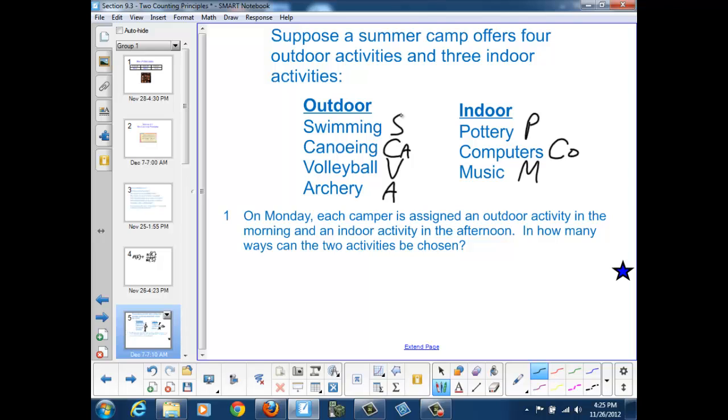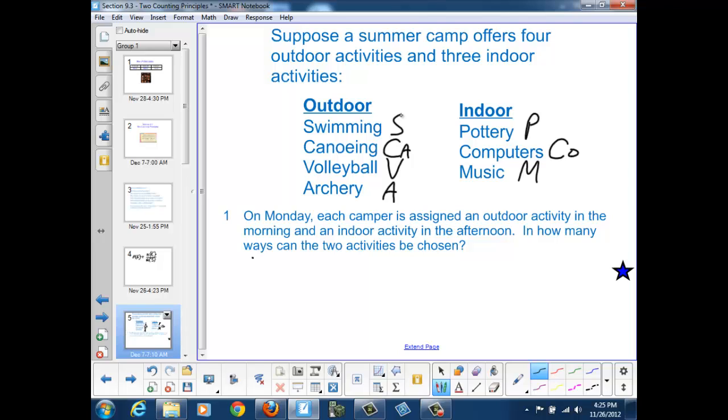Now on Monday, each camper is assigned an outdoor activity in the morning and an indoor activity in the afternoon. In how many ways can the 2 activities be chosen? Well, let's write out all the possible combinations.